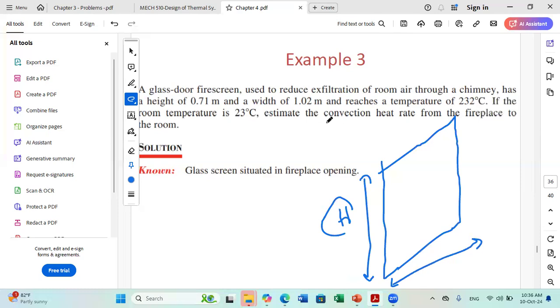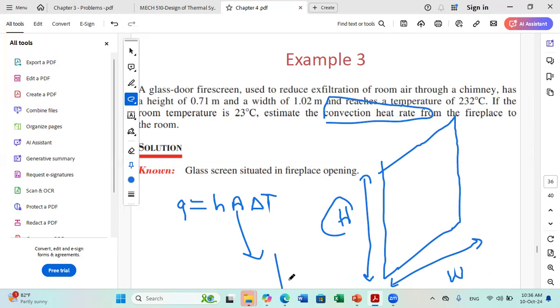Because they said to find the heat rate of convection. How do we calculate the heat rate of convection by definition? It is q double prime times area, so it is H A delta T. So why do we need the width? To calculate the area. But we don't need the width for the characteristic length, since for a vertical surface the characteristic length is the height. So here A will be H times W. Delta T is 232 minus 23.